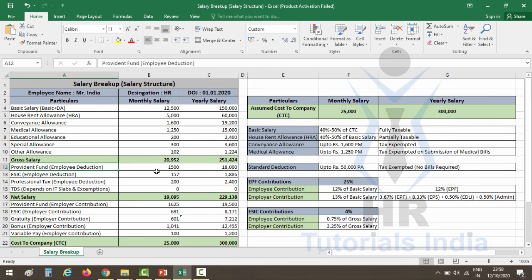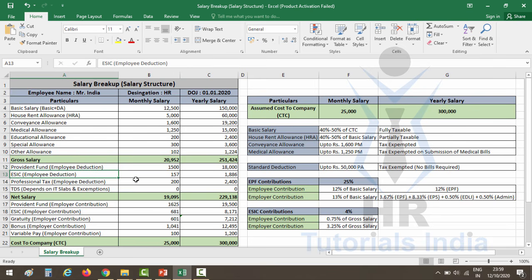First is employee provident fund. Employee provident fund is calculated on the basis of 12% of basic. So here it is 12% of basic. Basic is B4, which I have already told. So 12% of basic comes to 1500 rupees.